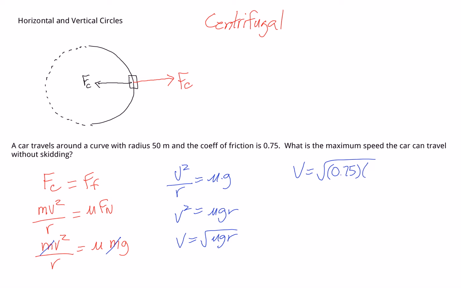So we'd have 0.75 times 9.81 times 50. Square root that answer, and we'll be done. I'll just type it in here quick: 0.75 times 9.81 times 50.